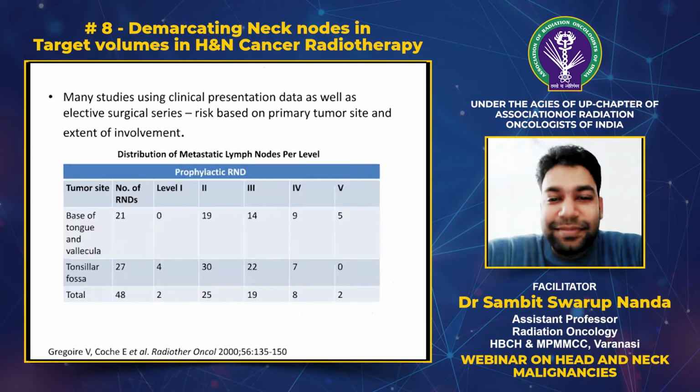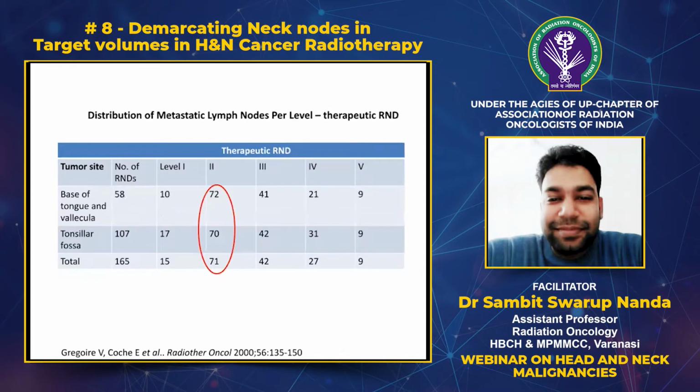This is again a surgical series where we can see the level 2 and level 3 group of lymph nodes being involved significantly in case of base of tongue as well as tonsillar fossa tumors. In therapeutic radical neck dissection, level 2 has been most commonly involved. So whenever we get a primary of the base of the tongue or the vallecula or the tonsillar fossa, or even disease of the buccal mucosa which is involving the tonsillar fossa or anterior tonsillar pillar or the soft palate, in these cases the level 2 group of lymph nodes has to be taken into consideration.